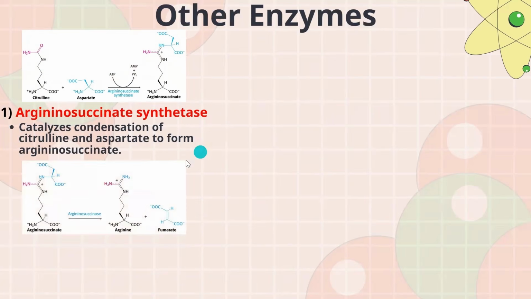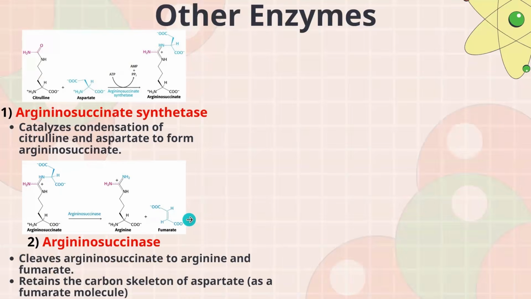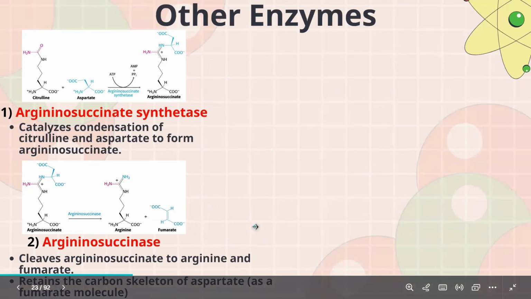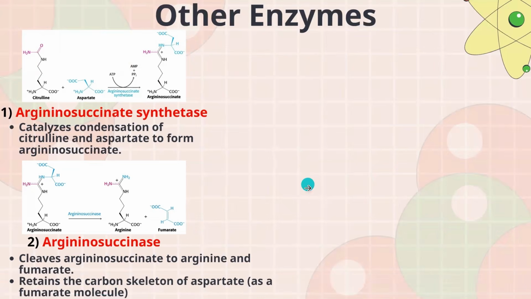The second enzyme we have here is argininosuccinase. Basically, it is just to break argininosuccinate, because I told you guys this is a big molecule. We need to break it down into arginine and fumarate, right? And that's about it. It retains the carbon skeleton of aspartate as a fumarate molecule. So basically, the carbon skeleton of aspartate will eventually become fumarate after the reaction occurs, if you guys remember.